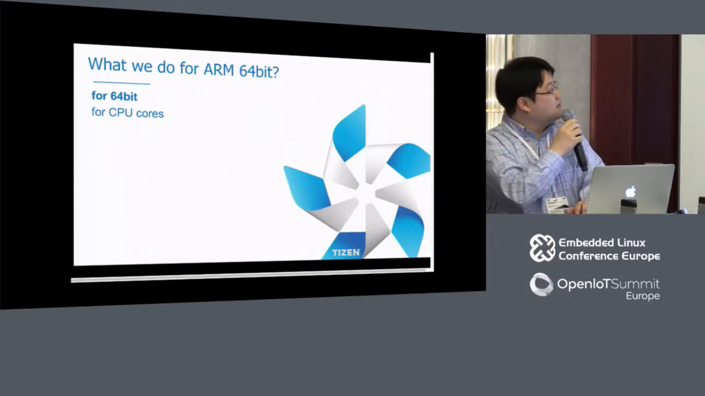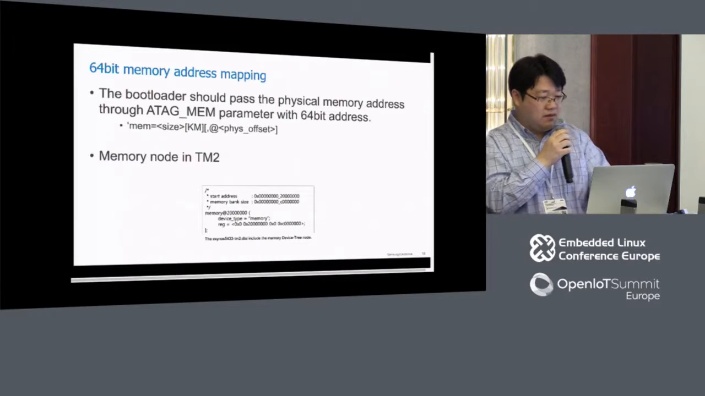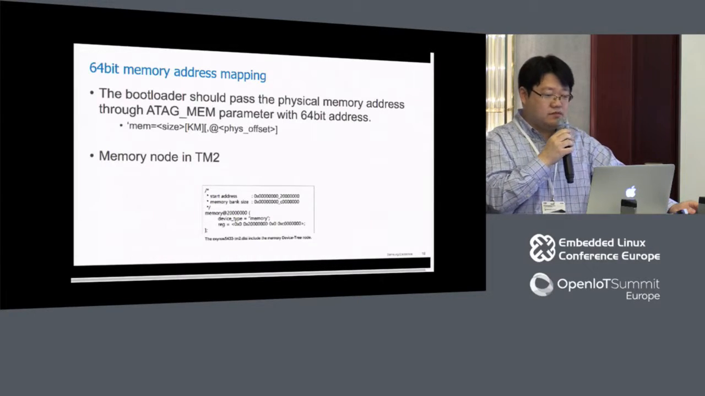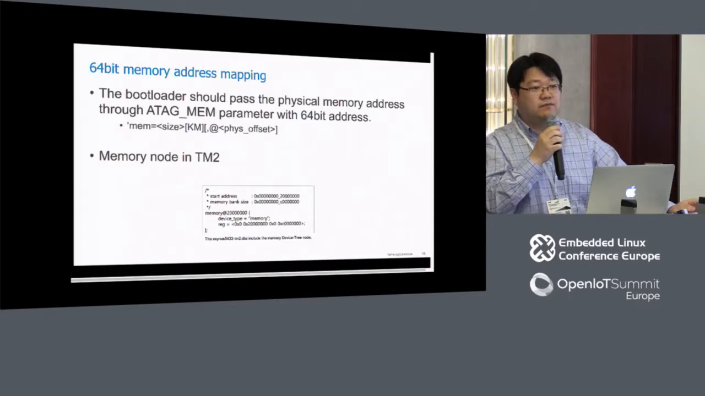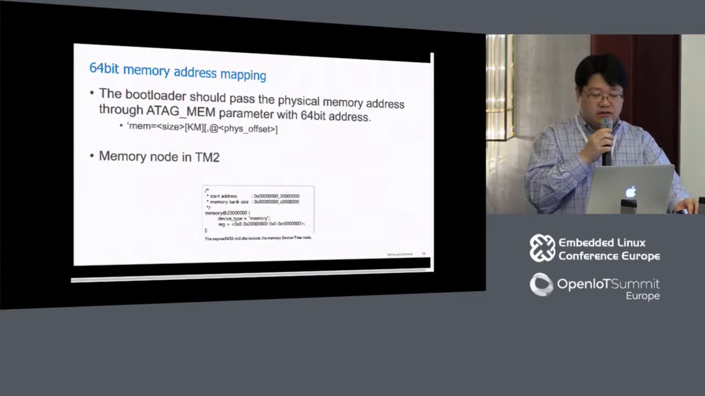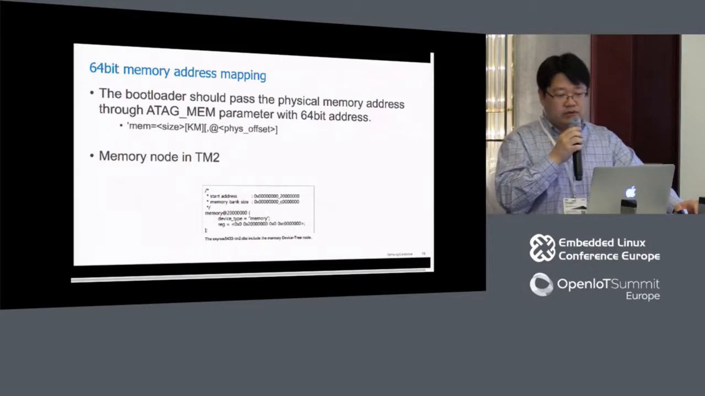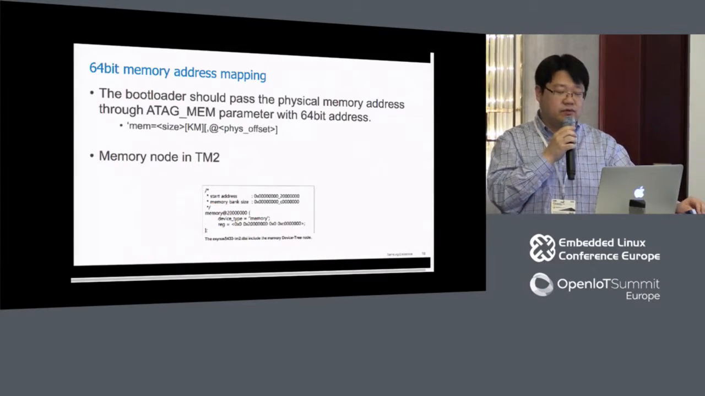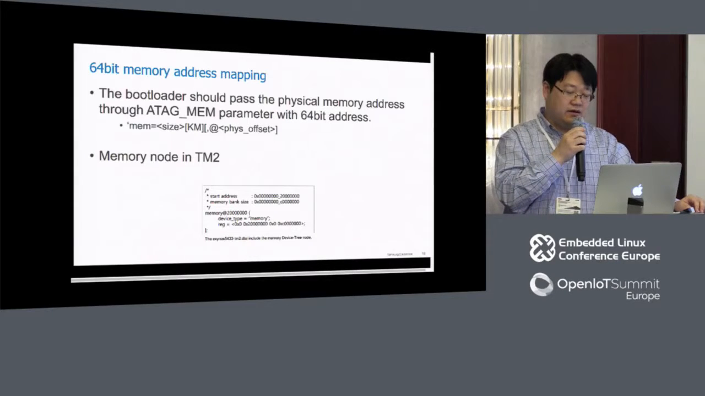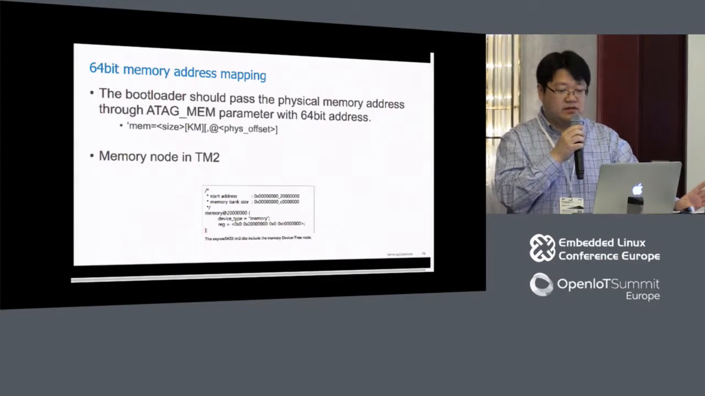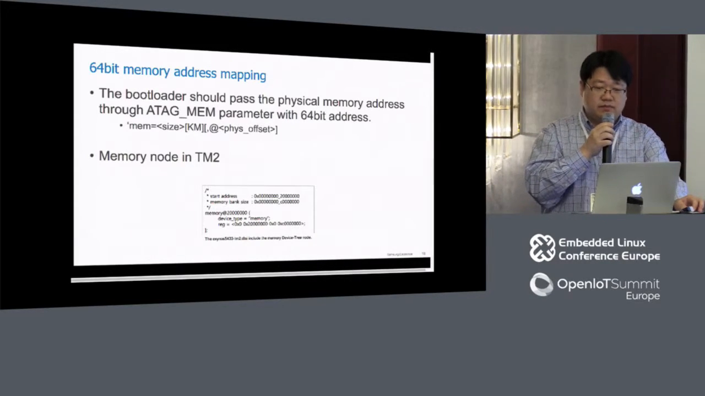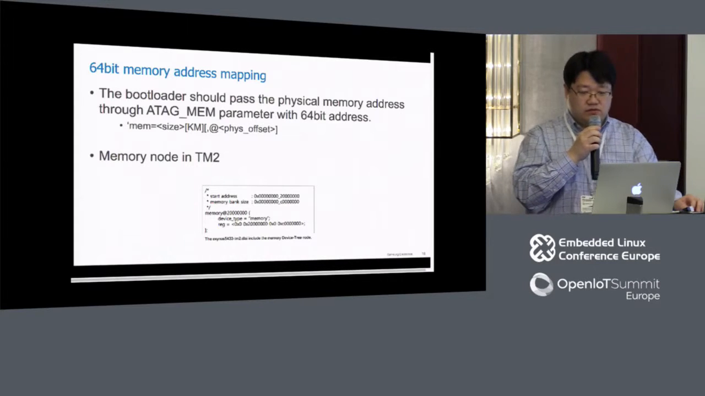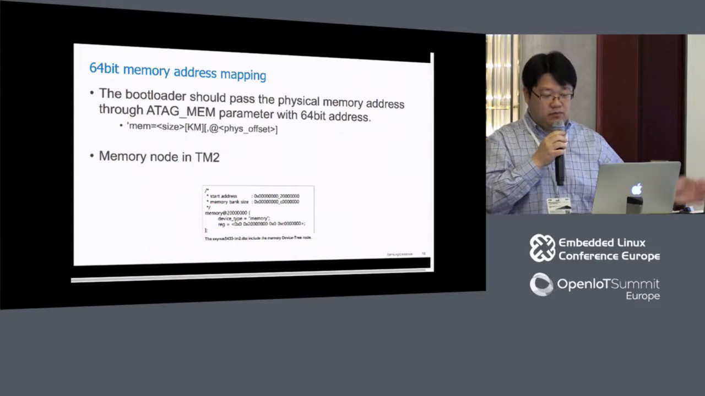With this difference, okay. First, we support 64-bit memory address mapping. If you are using a recent bootloader, then you don't need to care about this. But a legacy bootloader may just send a 32-bit address map, so it should be fixed to 64-bit. In our case, we needed to fix it.